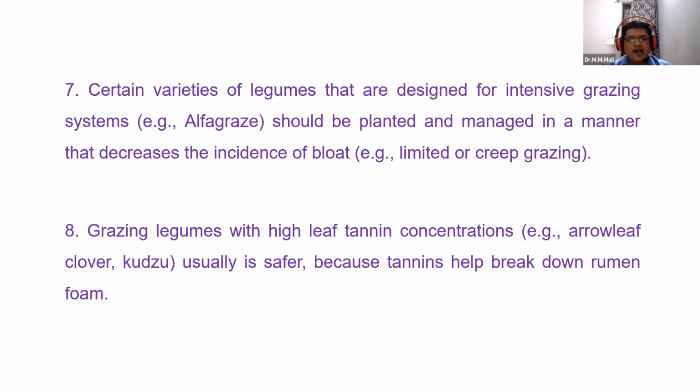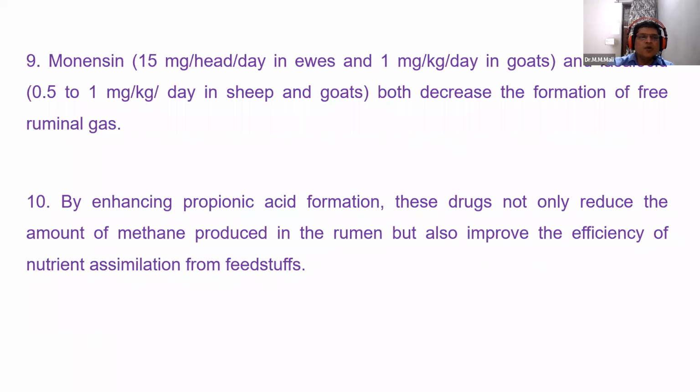Grazing legumes with high leaf tannin concentrate like arrowleaf clover, kudzu usually is safer because tannins help break down the rumen foam. So the monensin can be given at a dose rate of 15 milligram, and the lasalocid at the dose rate of 0.5 to 1 milligram per kg per day in sheep and goat. These both practices decrease the formation of free ruminal gas.